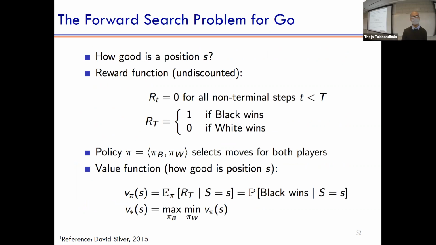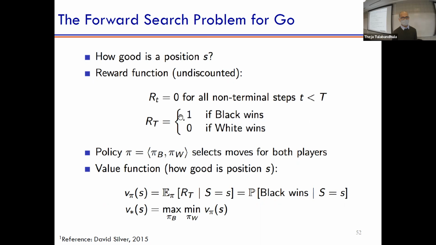For the game of Go, the forward search problem, what action to take next, is basically where to put my stone. Given the current board state, if you put the stone somewhere, you're going to get a new position. So how good is that position? In the game of Go, what is the reward function? The reward function is 0. Both players are placing stones on the board. They don't get any points till somebody wins.